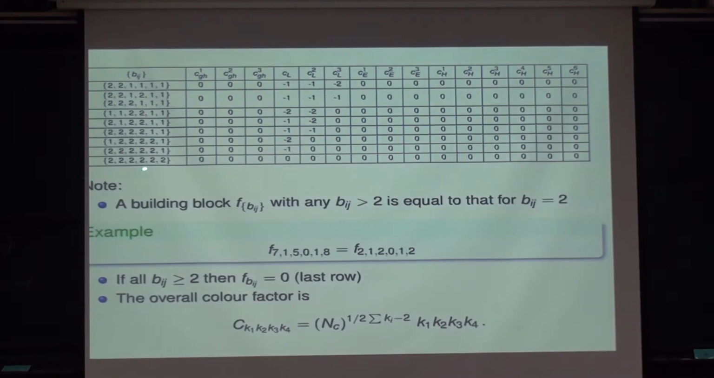So yeah, again, if they're all 2, we again get a 0 answer. Here you obviously somehow saw the point, but as soon as it's bigger than 2, then we have the full answer. So if you're interested in this building block, F71508, then you rewrite 7 becomes 2, 5 becomes 2, 8 becomes 2, and then you read off. You might have to do some symmetries. I've only given the ones that are inequivalent up to permutation symmetries.